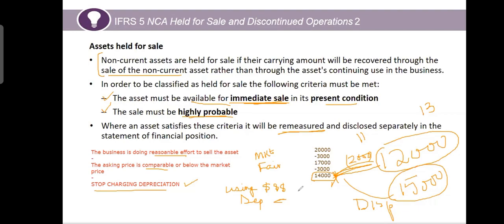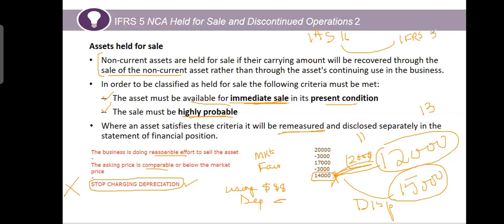Now, what happens? For some reason, it is possible that after some time, after 3 months, 4 months, 5 months, 6 months, you decide that I'm not selling the asset. You know why I'm not selling the asset? Probably I'm not able to find a good customer. So instead of selling it at a loss, let's use it. One reason. Second reason, maybe you got some new contract and your business plan changes, and you think that you need this asset because you've got some huge contract. So now you are going back. Before, the asset was in IAS 16, and you took it here in IFRS 5.